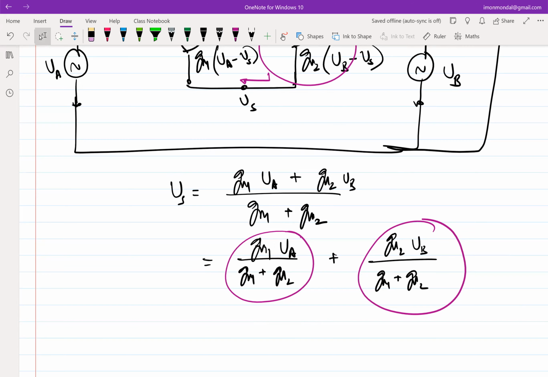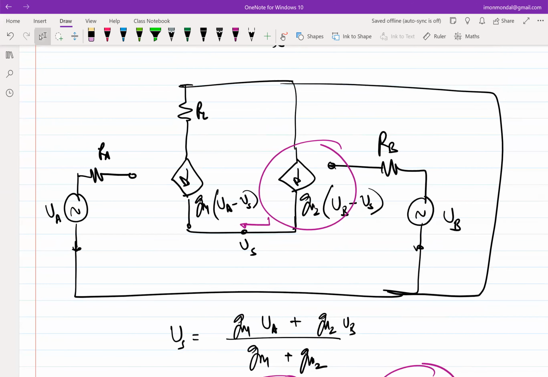So one might say that I can obviously choose the value of GM2 to be much greater than GM1. If I choose GM2 to be much greater than GM1, then VS would be equal to VB, and we are all good. So that is a possible scenario. You can design like that. That will be one type of solution.